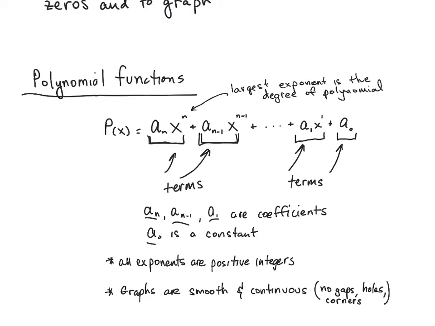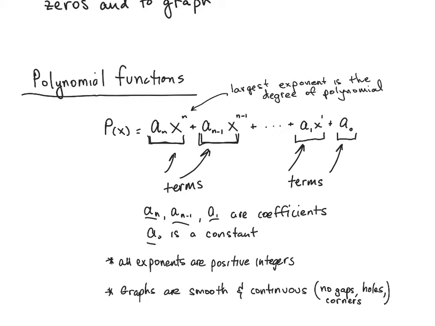So that's one characteristic. Another characteristic of a polynomial function is that the graphs are what are known as smooth and continuous. Continuous means that there are no gaps or holes or sharp corners. Well, that's what smooth means. Smooth means no sharp corners. So continuous means no gaps or no holes or no breaks.